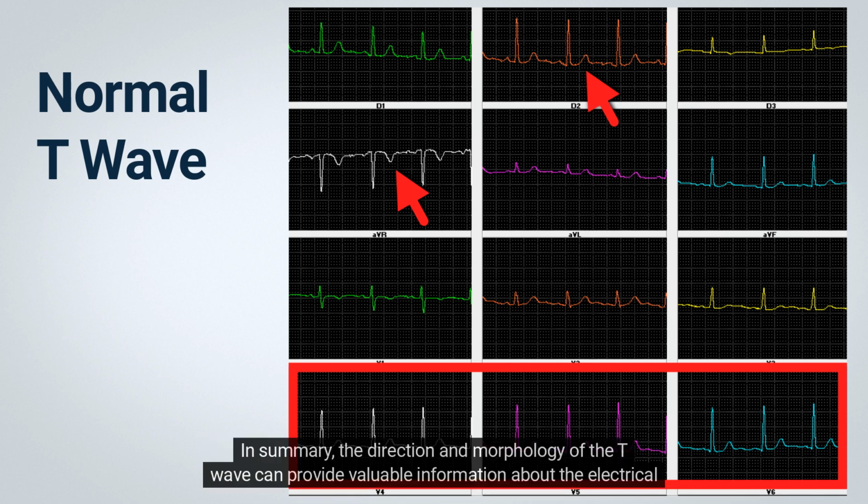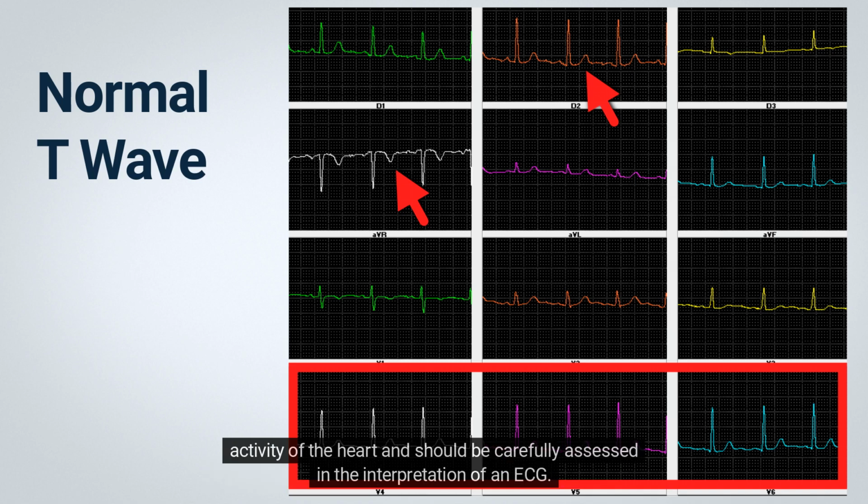In summary, the direction and morphology of the T wave can provide valuable information about the electrical activity of the heart and should be carefully assessed in the interpretation of an ECG.